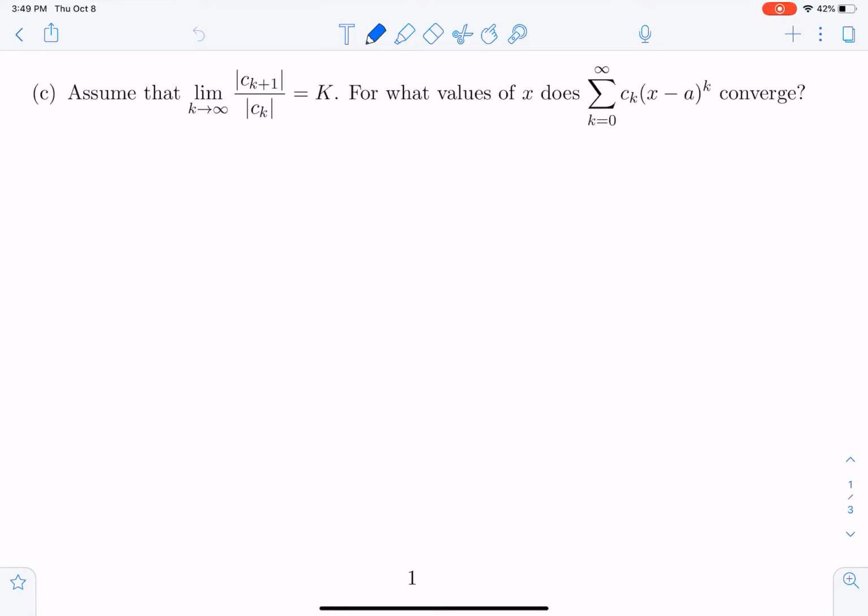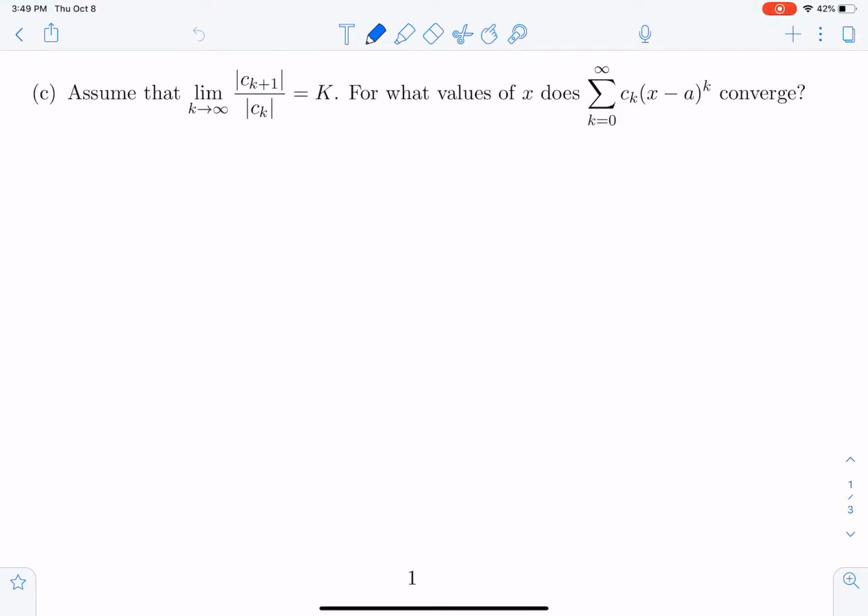Before we talk about power series, I would like to do one example of series convergence. So let's assume that there's a sequence c sub k and that the limit of the absolute value of c sub k plus 1 over c sub k is equal to K. So the limit of the ratio of the terms as k goes to infinity is equal to capital K. Then the question we want to ask is, for what values of x does the sum from k equals 0 to infinity of c sub k times (x minus a) to the k converge?